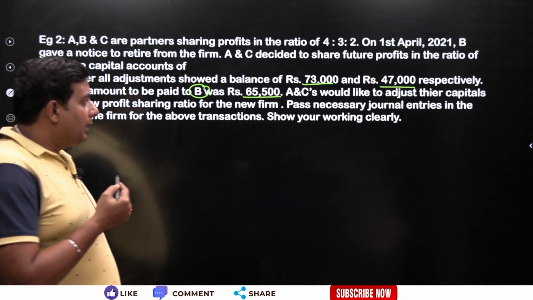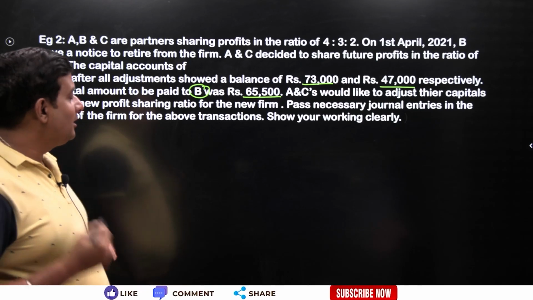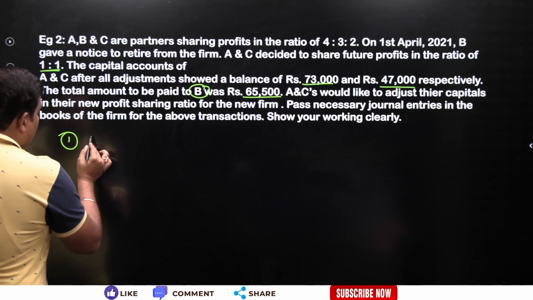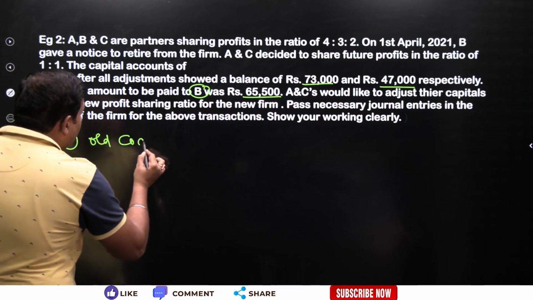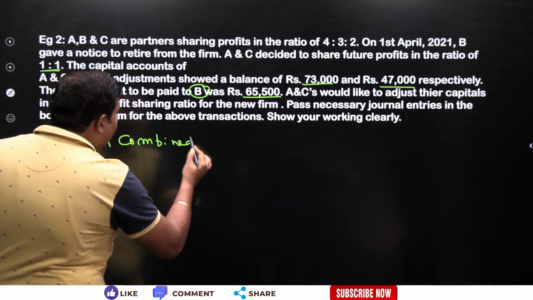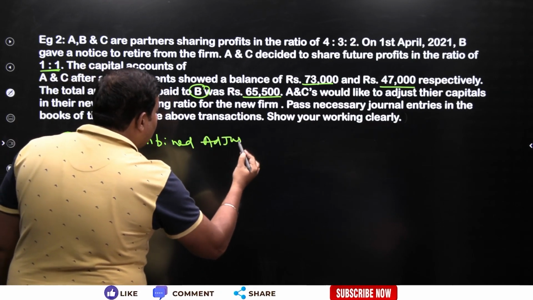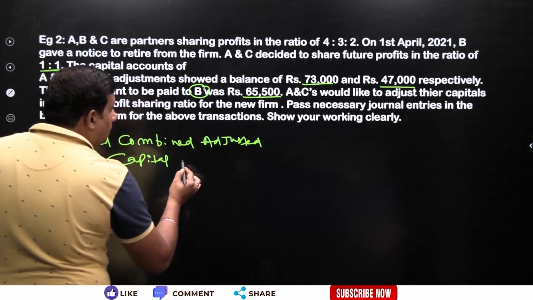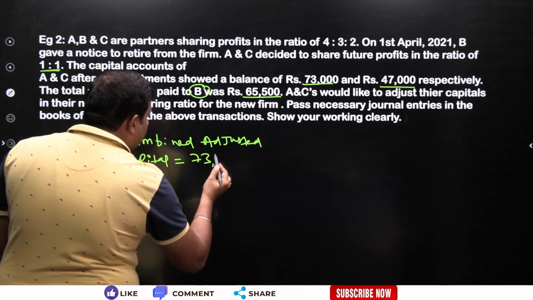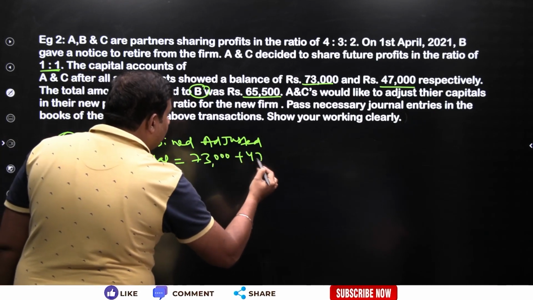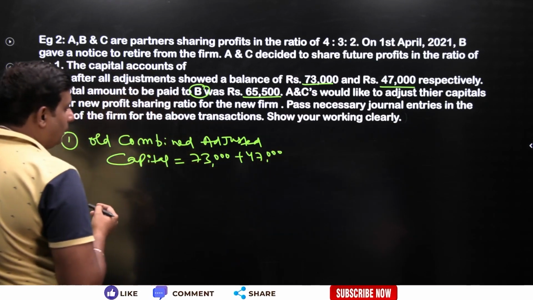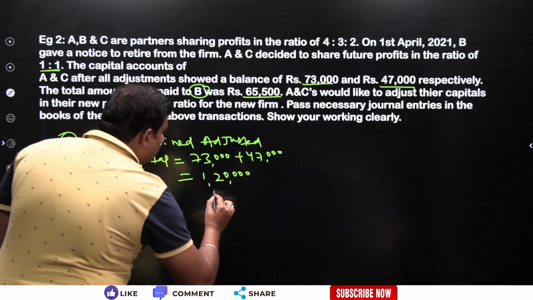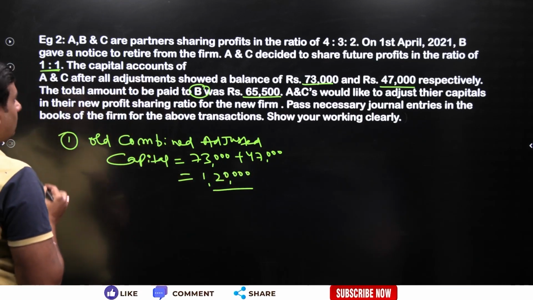So first of all, we can consider the capital adjustment of the existing partners. Their old combined adjusted capital was 73,000 and 47,000 respectively. If you total this, it should be 1,20,000. And what is the new PSR of A and C?